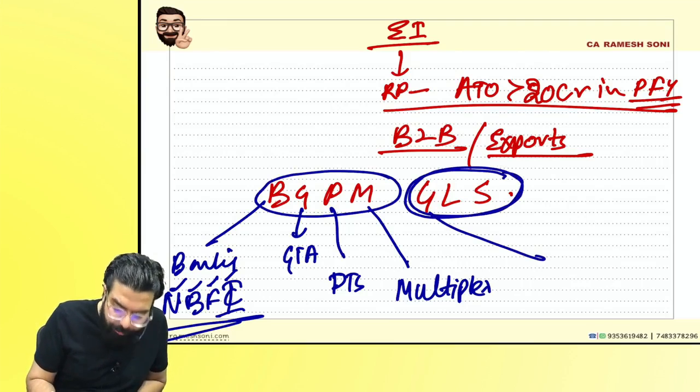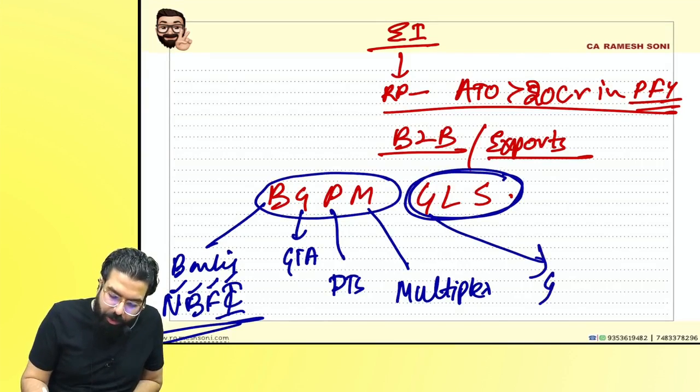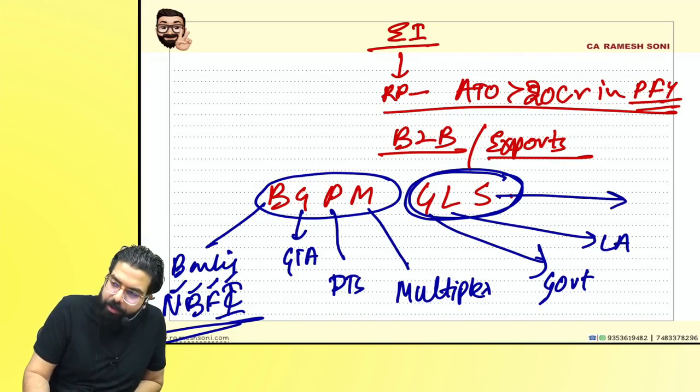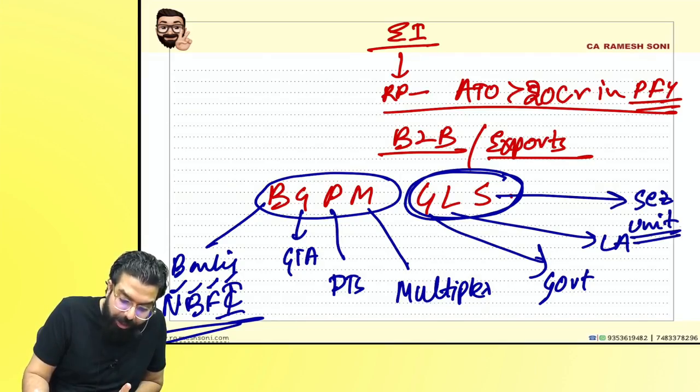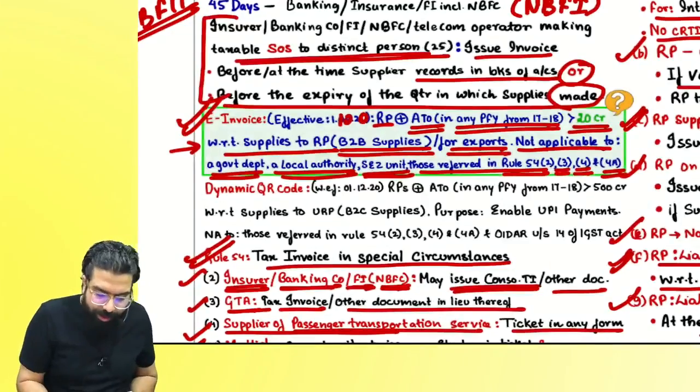Say GLS, like the Mercedes GLS. G for government department, L for local authority and S for SEZ unit. Remember, it is SEZ unit and not developer. They have told SEZ unit. Can I go ahead, everyone? Yes, sir, we got it.